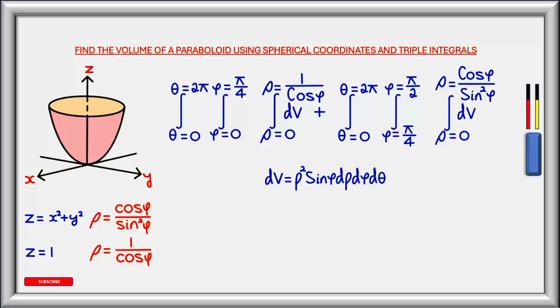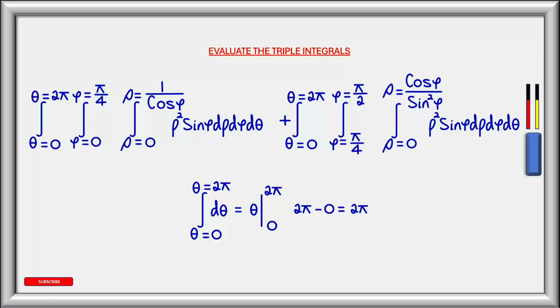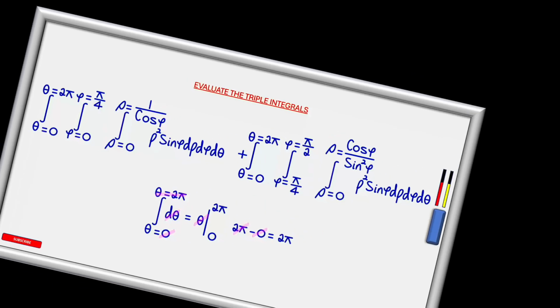So we now have our triple integrals, where we're integrating rho squared sine phi d rho d phi d theta. Let's now begin the evaluation process, starting with the outer integrals to simplify the process, as it can be applied to both triple integrals. So we're integrating for theta equals 0 to theta equals 2 pi d theta. Using the power rule, this evaluates to theta, and plugging in the limits of integration, we have 2 pi minus 0, which equals 2 pi.